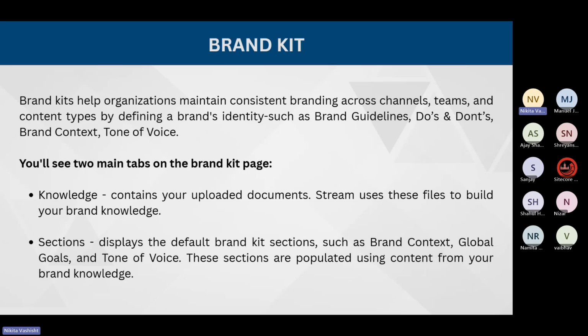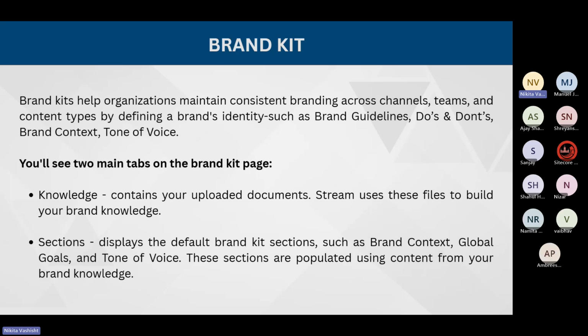So when you open the brand kit section, there will be two main tabs. First is the knowledge tab, second is the brand kit section. In the knowledge tab, we will have all the uploaded documents related to our brand with their specific state. As in, when you upload, the document gets uploaded in a draft state.